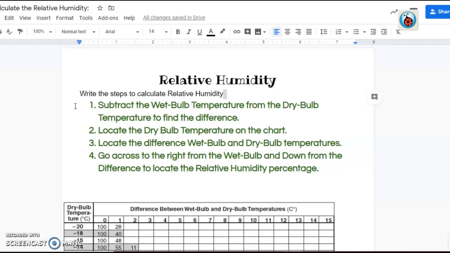Then you're going to locate the dry bulb temperature on the chart. So make sure you write down step number 2, locate the dry bulb temperature on the chart. And I'll walk you through how to do this. All right, step number 3, we're writing these down. If you need to pause, pause. Step number 3, locate the difference between wet bulb and dry bulb temperature on the chart. That's going to be on the chart. And then step 4, go across to the right of the wet bulb and down from the difference to locate the relative humidity. And that's going to be in a percent. So we want to make sure we have that in a percentage. Okay?